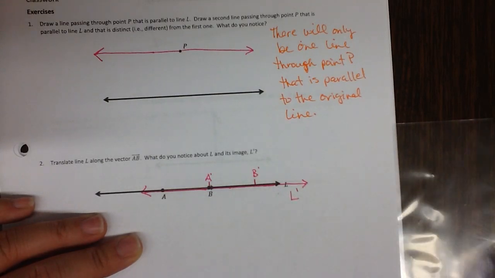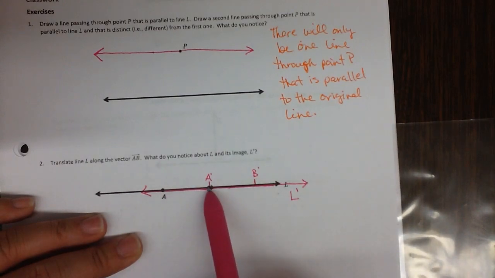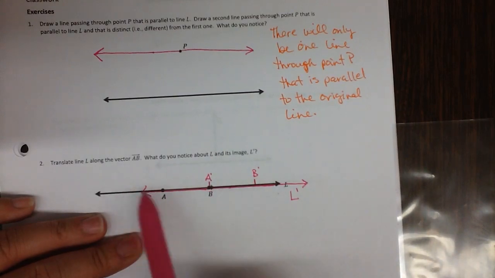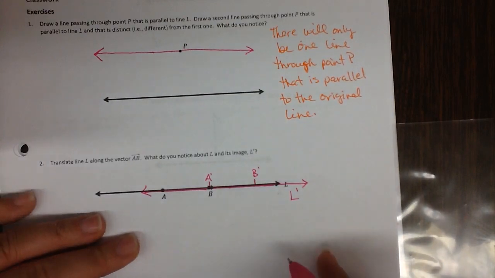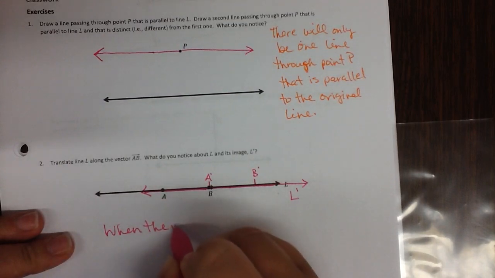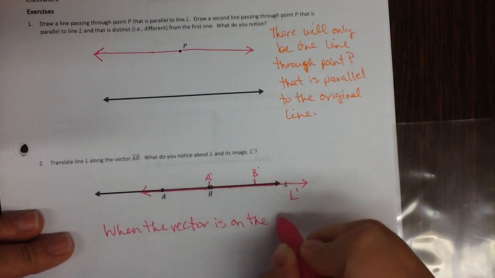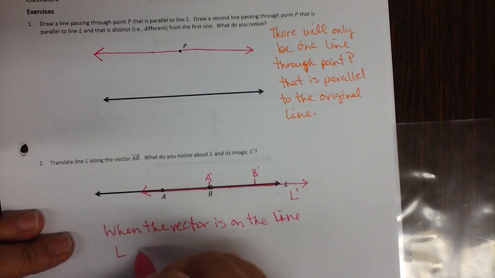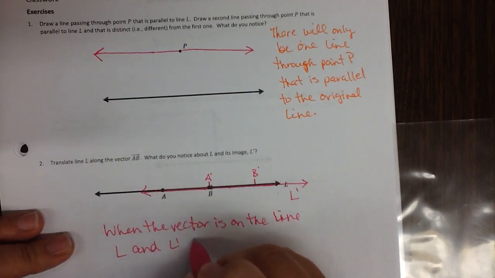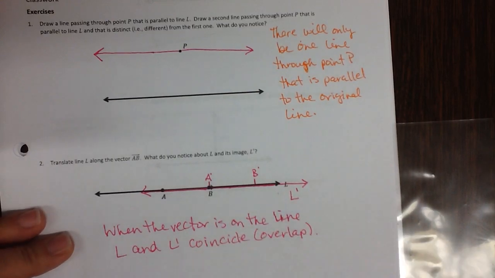Okay? So what we notice here is that when the vector is on the line, we notice that L and L prime overlap or coincide. So when the vector is on the line, L and L prime coincide, which means they overlap. Okay.